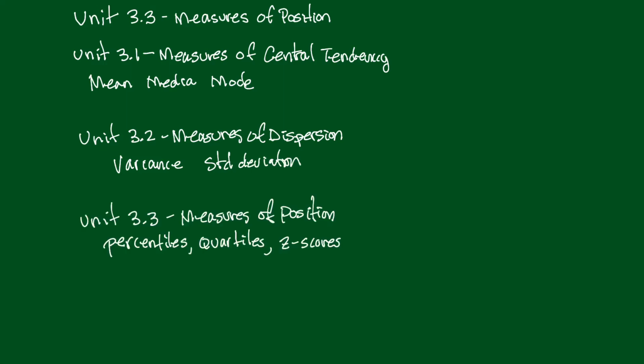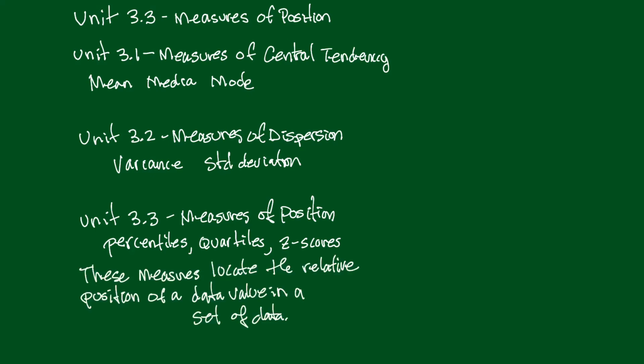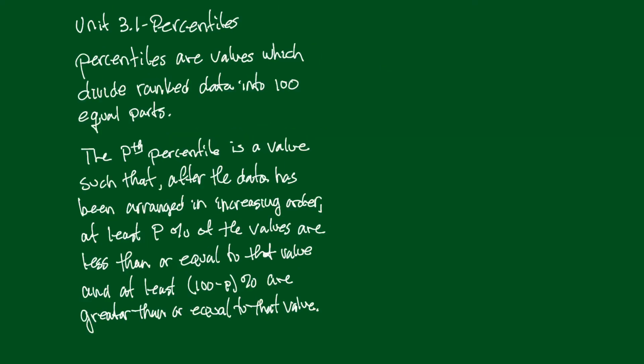Now in this unit, 3.3, we're going to take a look at measures of position. We're going to look at percentiles, quartiles, and z-scores. And these measures locate the relative position of a data value in a data set. Okay, I'm going to read a definition here. It's kind of long, but I'll read it and then we'll make sense of it with an example.